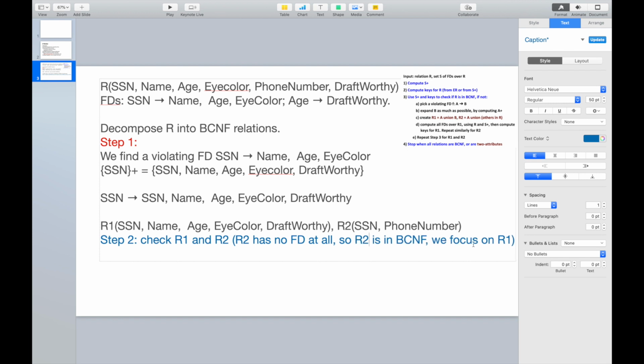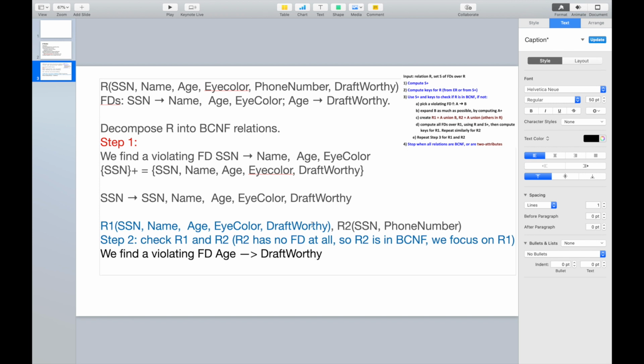And here we can further look at R1. For R1, we can find one violating FD. We have age implies trustworthy inside it. Here we are focusing on R1. So we can find a violating FD, which is age implies trustworthy, right?